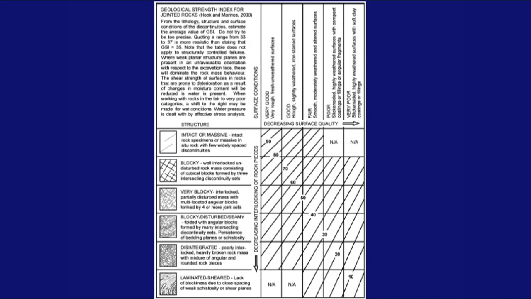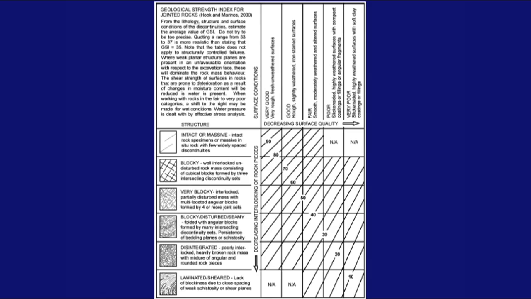Let's move on now to Hoek's GSI system. And Hoek's GSI system is a graphical or descriptive system. You can see in this slide the descriptions are on the left-hand side, and they deal with structure. Under structure on the left-hand side, you can see intact or massive in the first row. Second row is blocky, and in each of these, Hoek has given a good description.